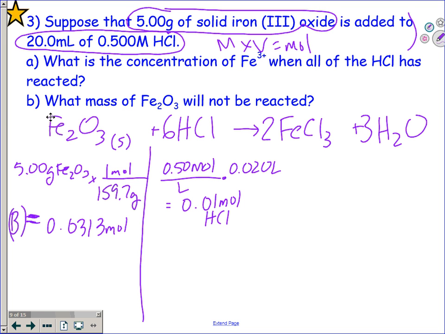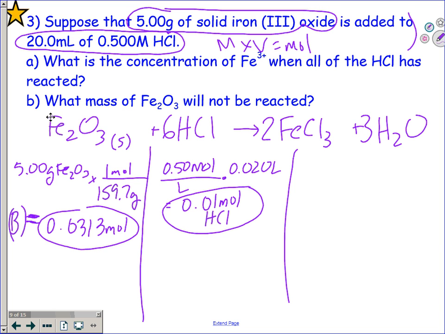Okay, so this is how much I have before the reaction of iron 3 oxide. This is how much I have before the reaction of HCl. How much do I have before the reaction for these two? 0 and 0, okay?